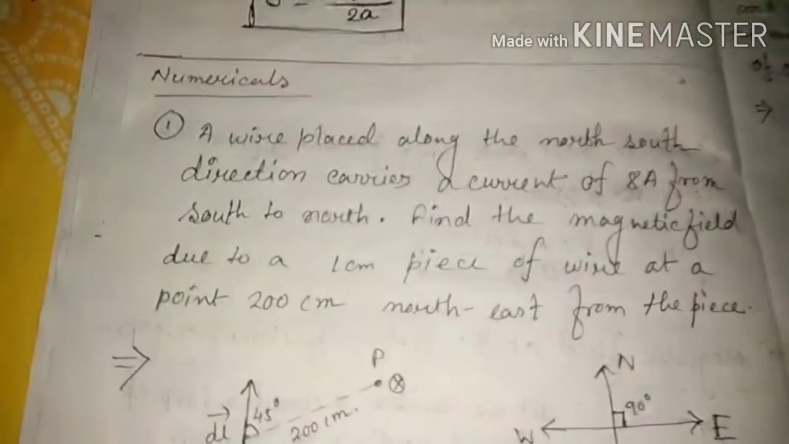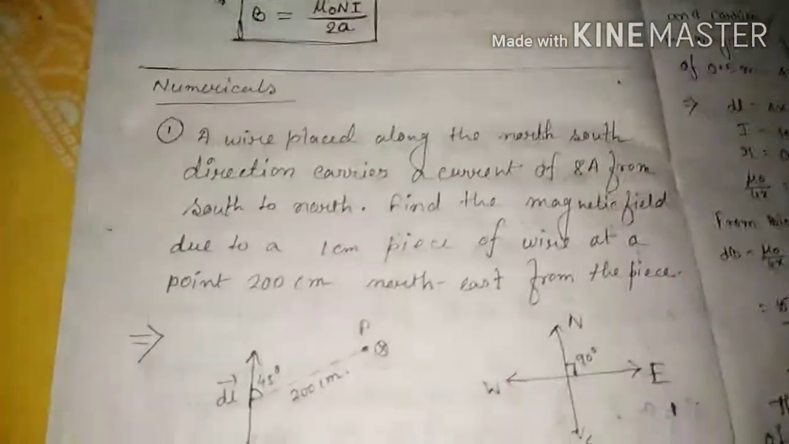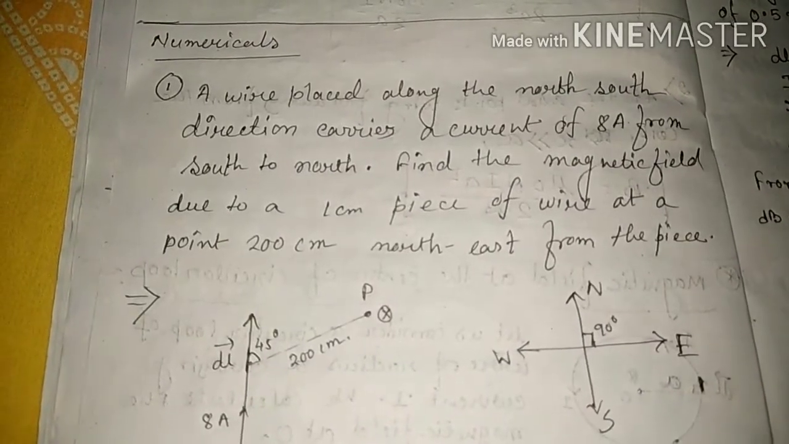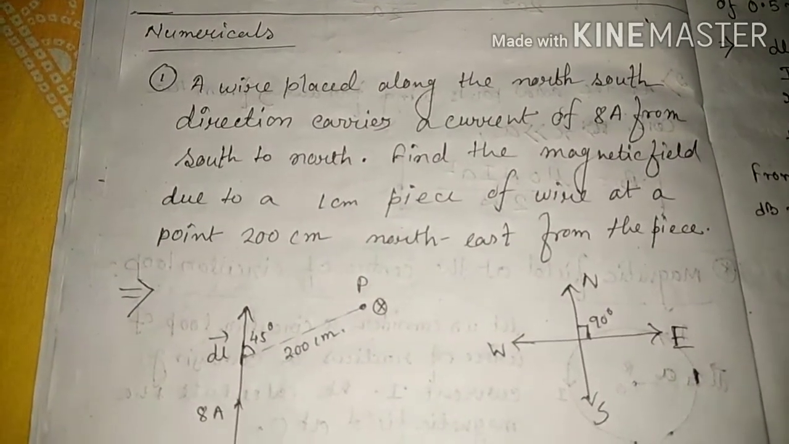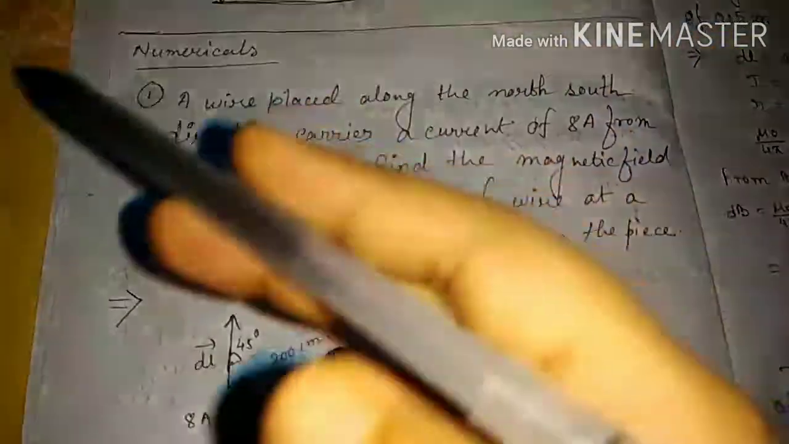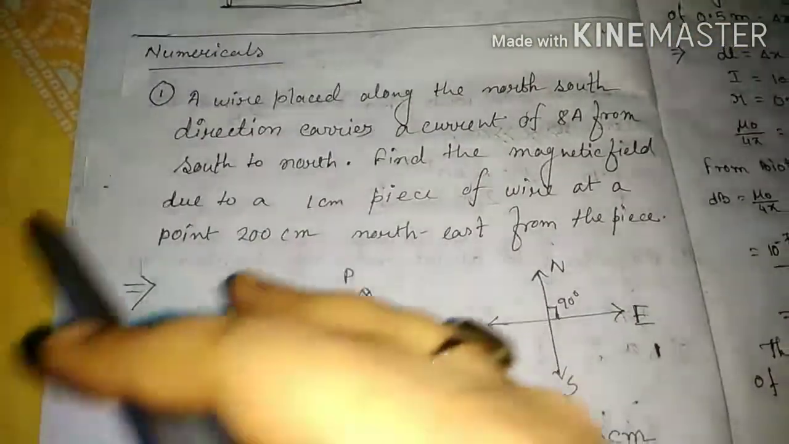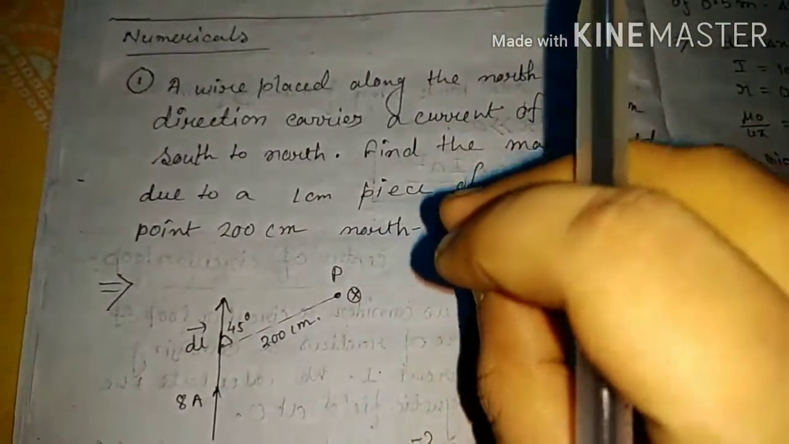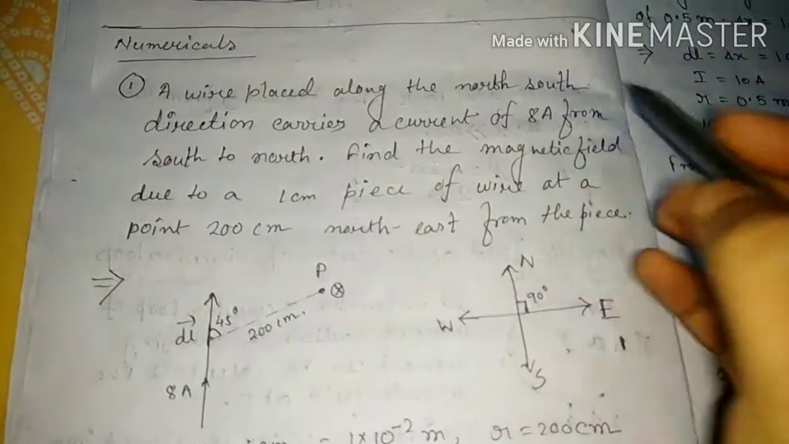Another derivation is related to Ampere's circuital law, which I already discussed in the previous video. I will upload it with the statement later. Now we discuss some numericals related to these derivations. This type of numerical is very important in this chapter.